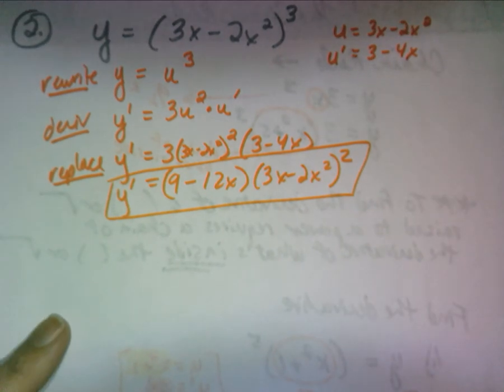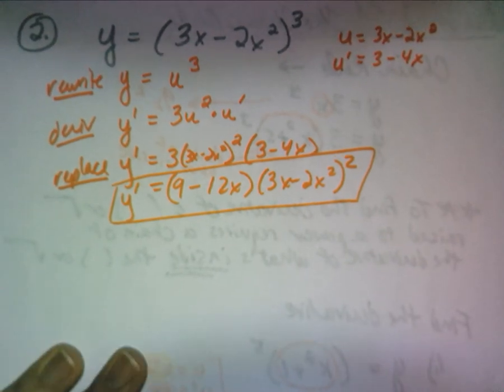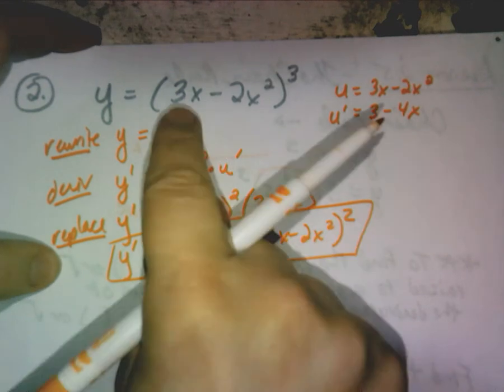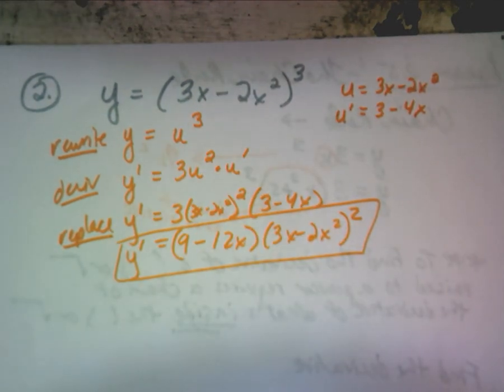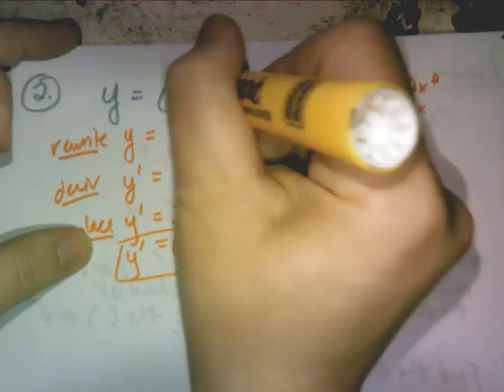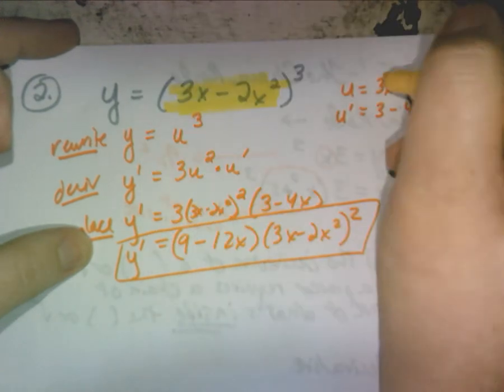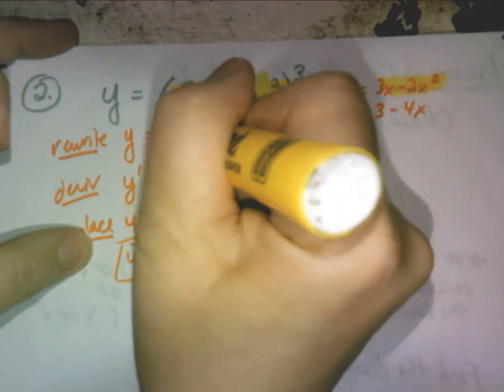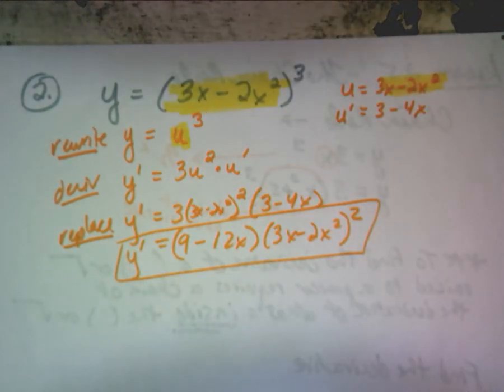My only question is, where did you get the u cubed in the rewrite again? Where did I get the u cubed? Here is my u, right? This is raised to the power. This is my u, and I'm cubing it. Oh, okay. Yeah, so I'm just rewriting it with a u. Okay, cool. That's a great question.